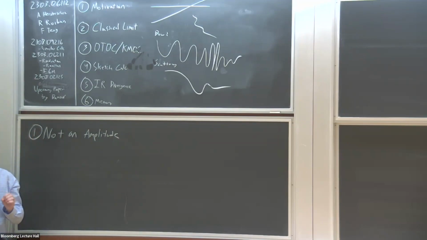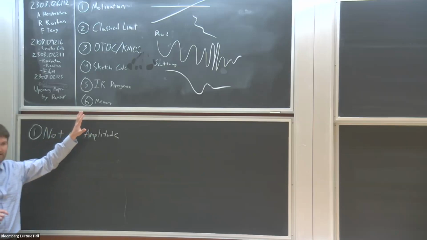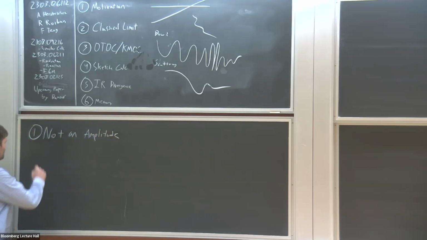And this is very useful and very interesting because, as I'll get to later in the talk, you can show that the amplitude doesn't have a valid semi-classical limit, but the out-of-time correlator does. And this is pretty interesting, that you can take an object which doesn't have a valid semi-classical limit and use those techniques to actually compute something that does. So the first reason is that it's just not an amplitude and it's interesting to compute new observables.